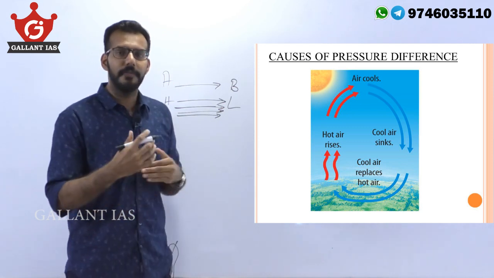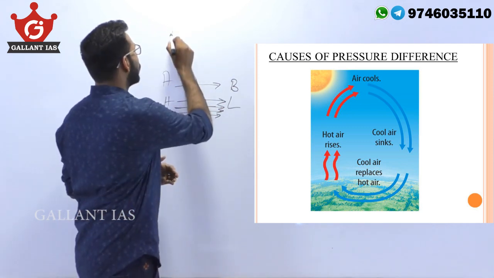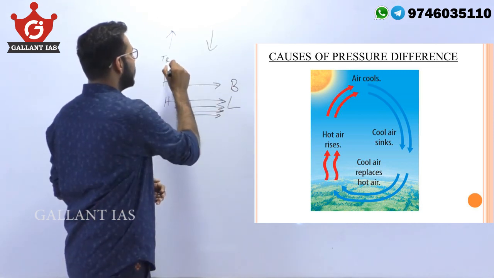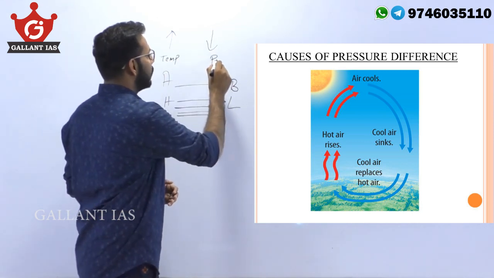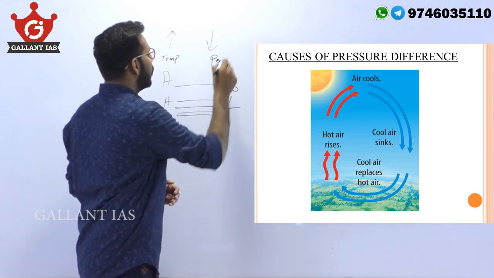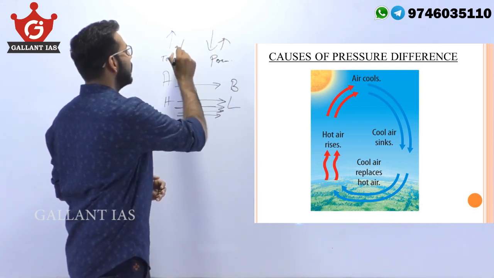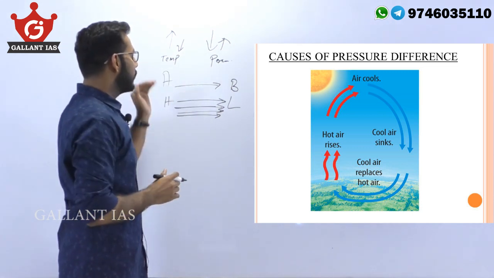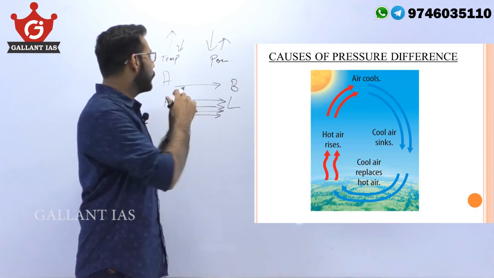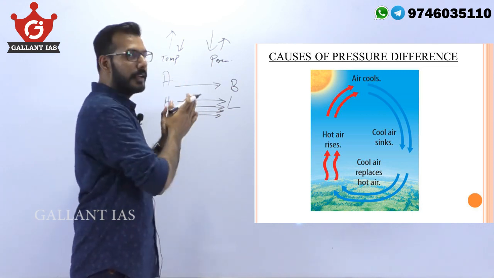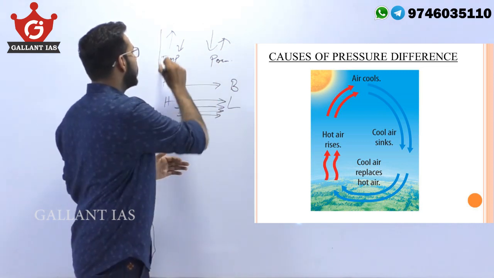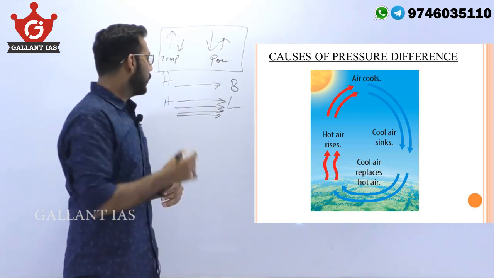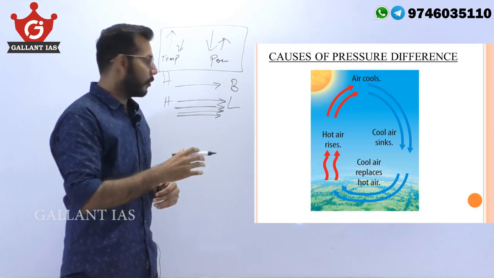Temperature and pressure are inversely related. That means when one goes up, the other must come down. When temperature increases, pressure will come down. When pressure increases, conversely, temperature would be lower in that region. So this is just a small idea. This template will not follow in all the cases. There are some exceptions, but this is generally true for all cases.